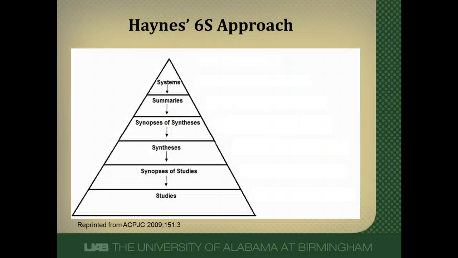So let's look at each of these individual S's. Again, we're going to start at the top, work our way down. So what are systems? Systems are clinical decision support systems. What they do is integrate research evidence with individual patients' information, usually through an electronic medical records system.